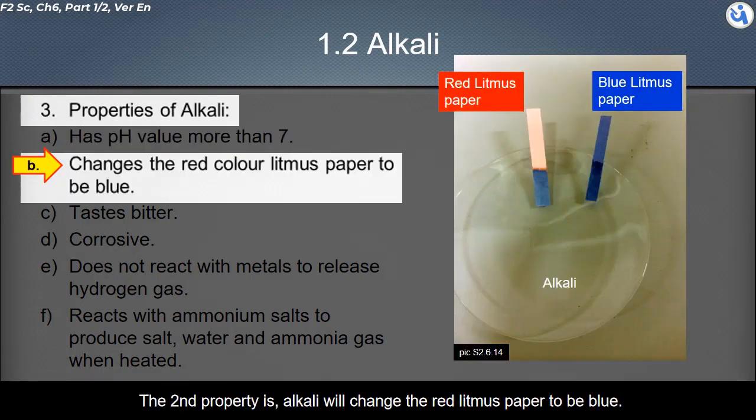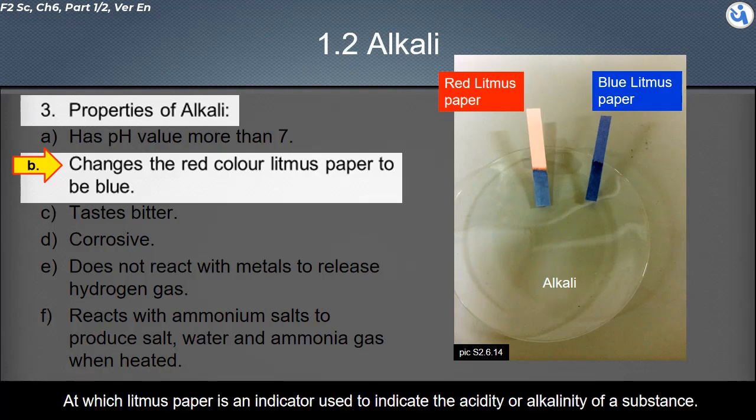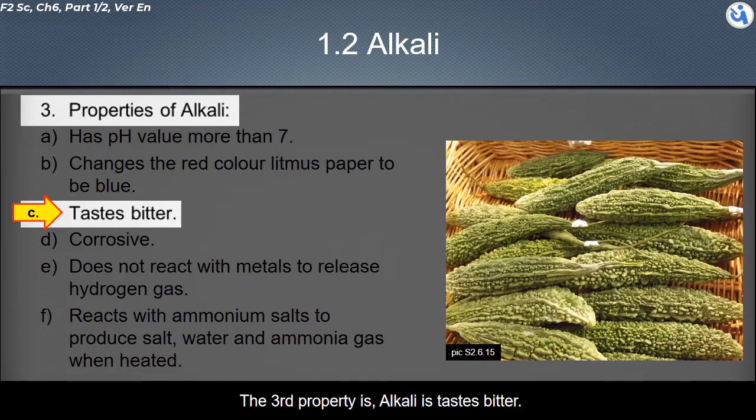The second property is, alkali will change the red litmus paper to blue, and remains the blue litmus paper in blue color. At which, litmus paper is an indicator, used to indicate the acidity or alkalinity of a substance. The third property is, alkali tastes bitter.